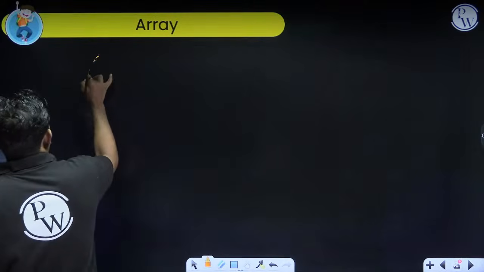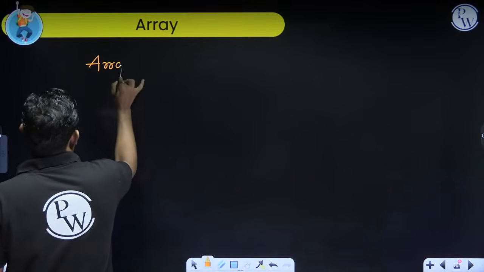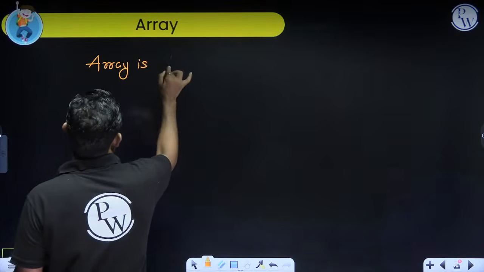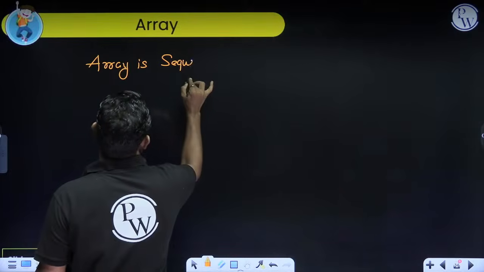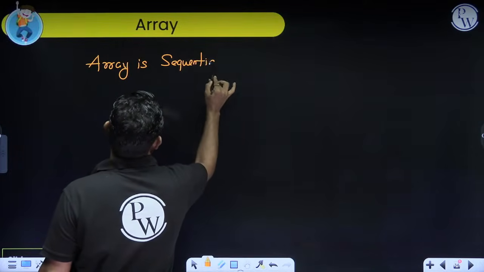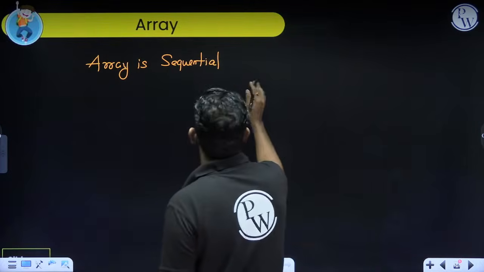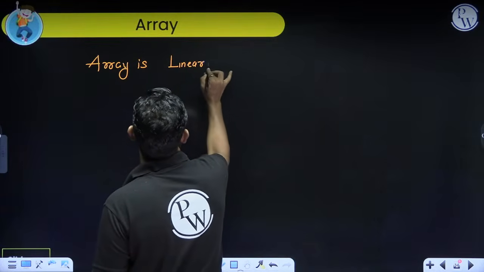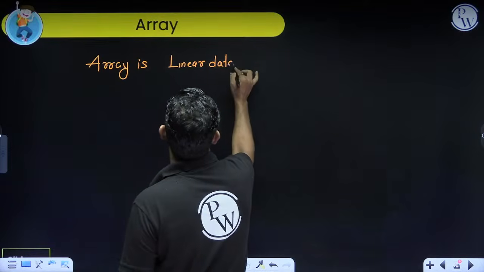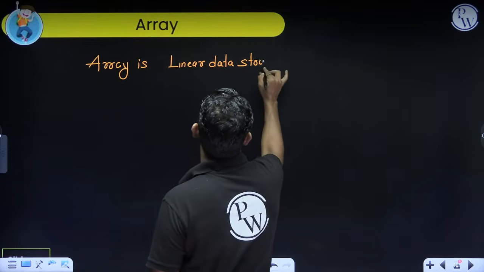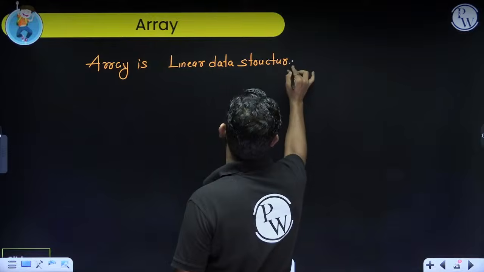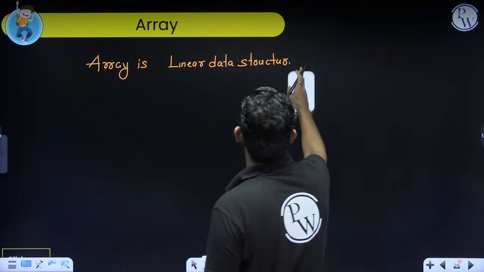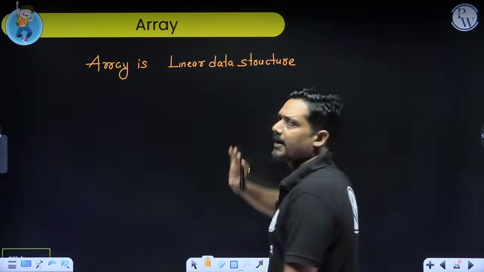Now first of all, what is an array? Array is a sequential data structure. Okay, let's call it a linear data structure.